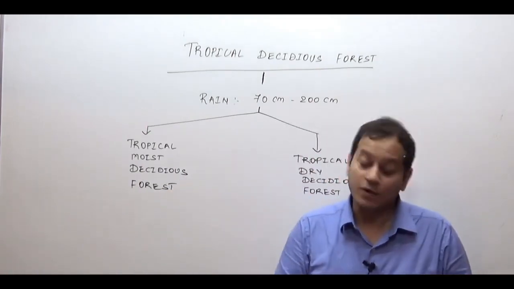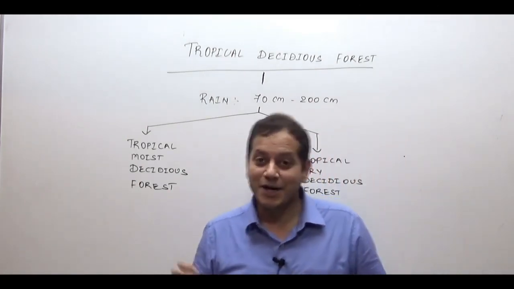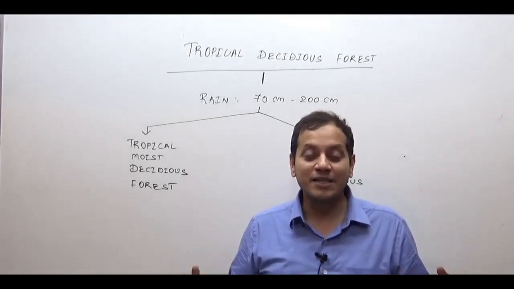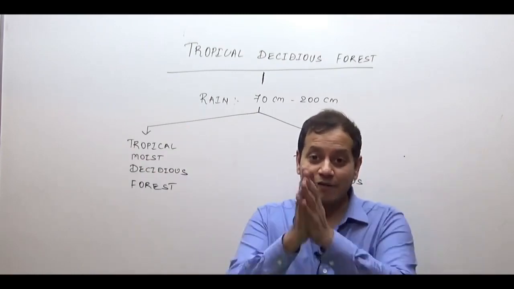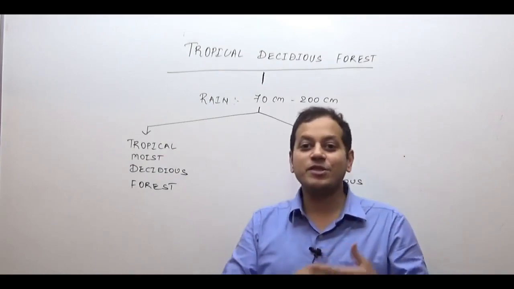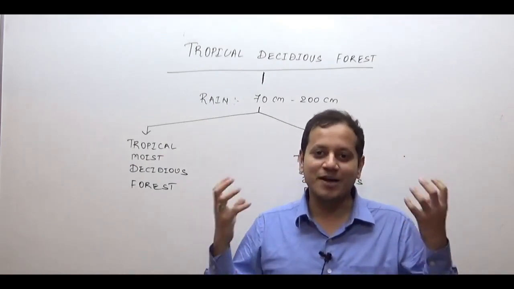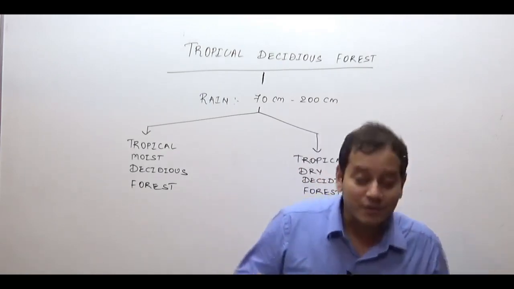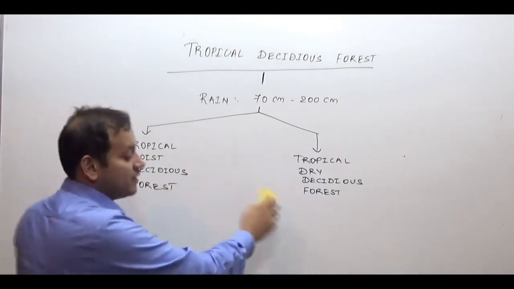moist deciduous. Now, as it covers the maximum aerial extent in India, again repeating, which forest has the maximum aerial extent in India? Which forest covers the maximum area in India? You have an answer, it is the tropical deciduous forest. Now, because it is covering the maximum aerial extent in India, obviously these forests are most important from your examination point of view, and therefore we are going to study the first moist deciduous and the dry deciduous.